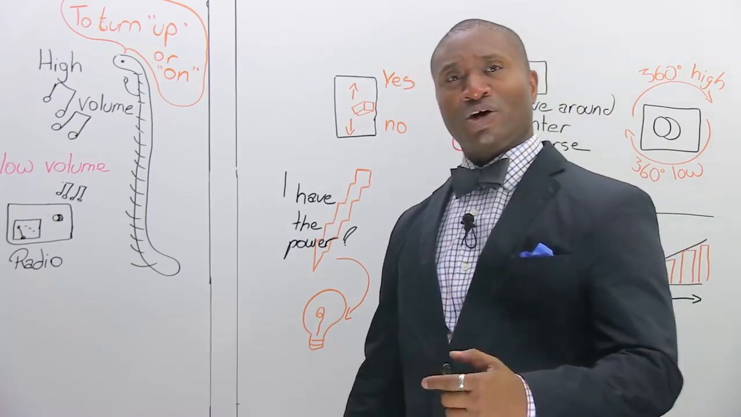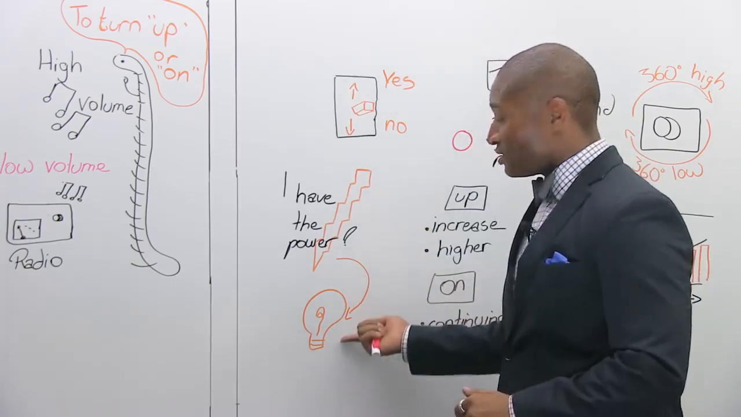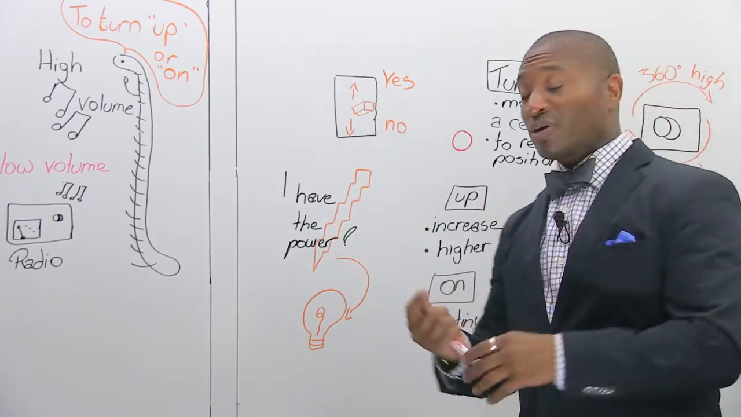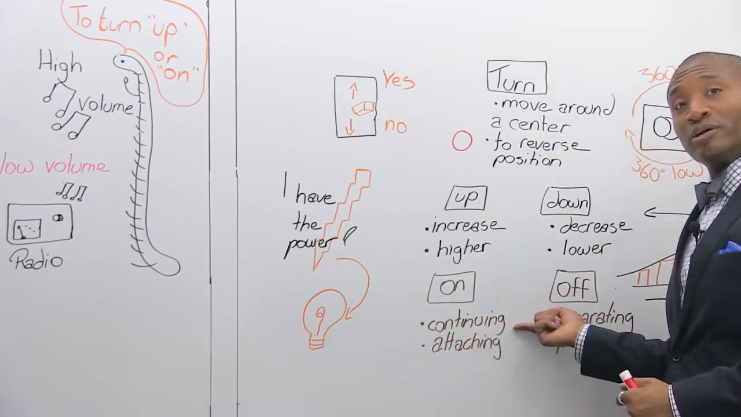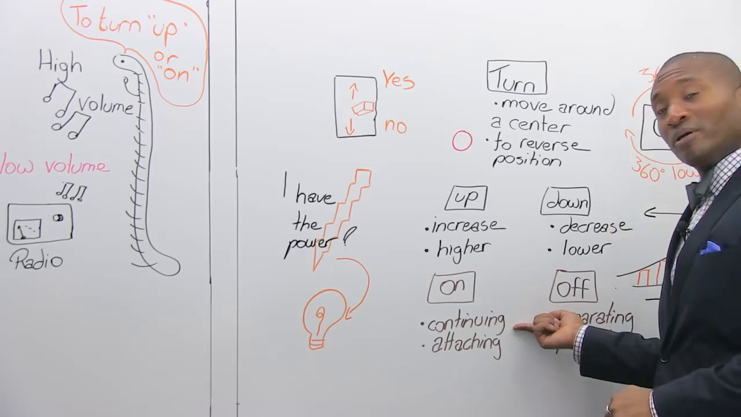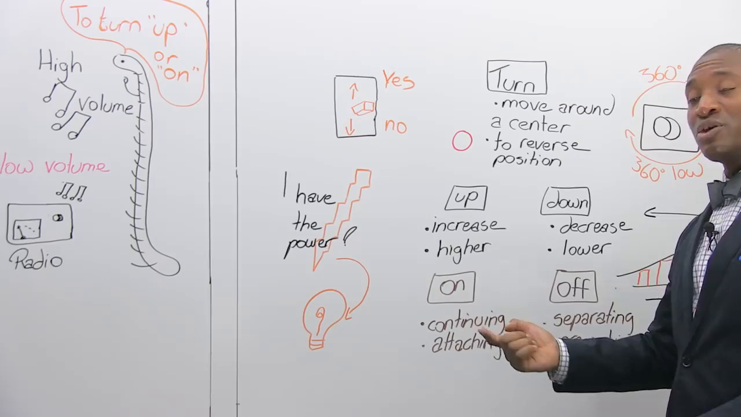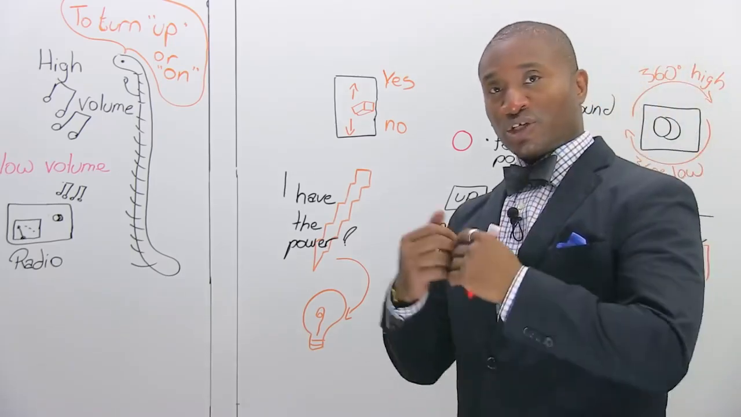When you turn something on, you give it power or electricity, like your light bulb. And because of that, it goes on and starts to work. And it will continue to work until you take off the power. That's why we say turn on the power so it can continue going. There is no increase or decrease, it just works.